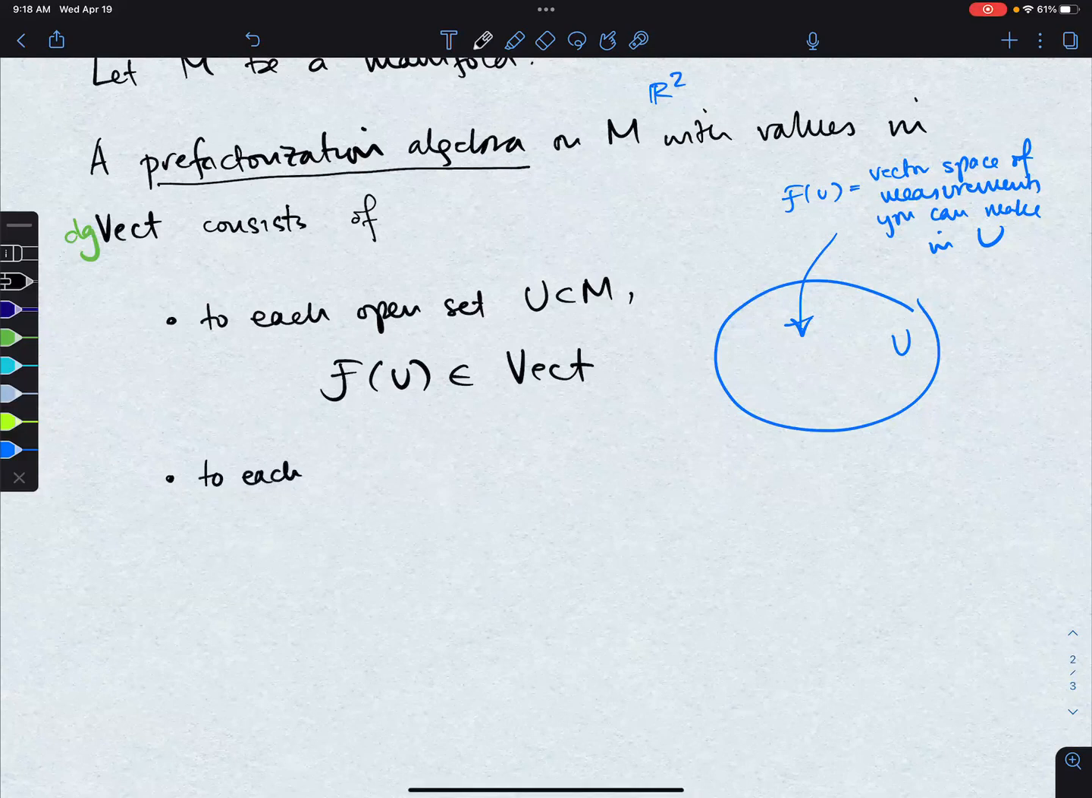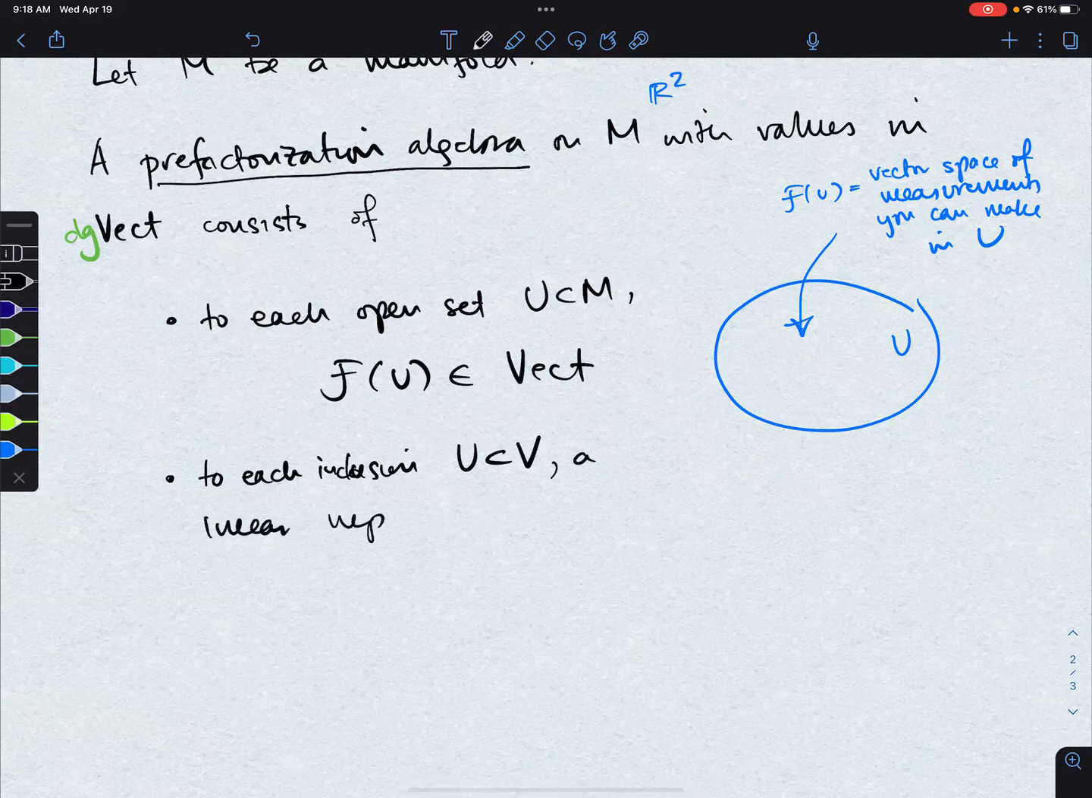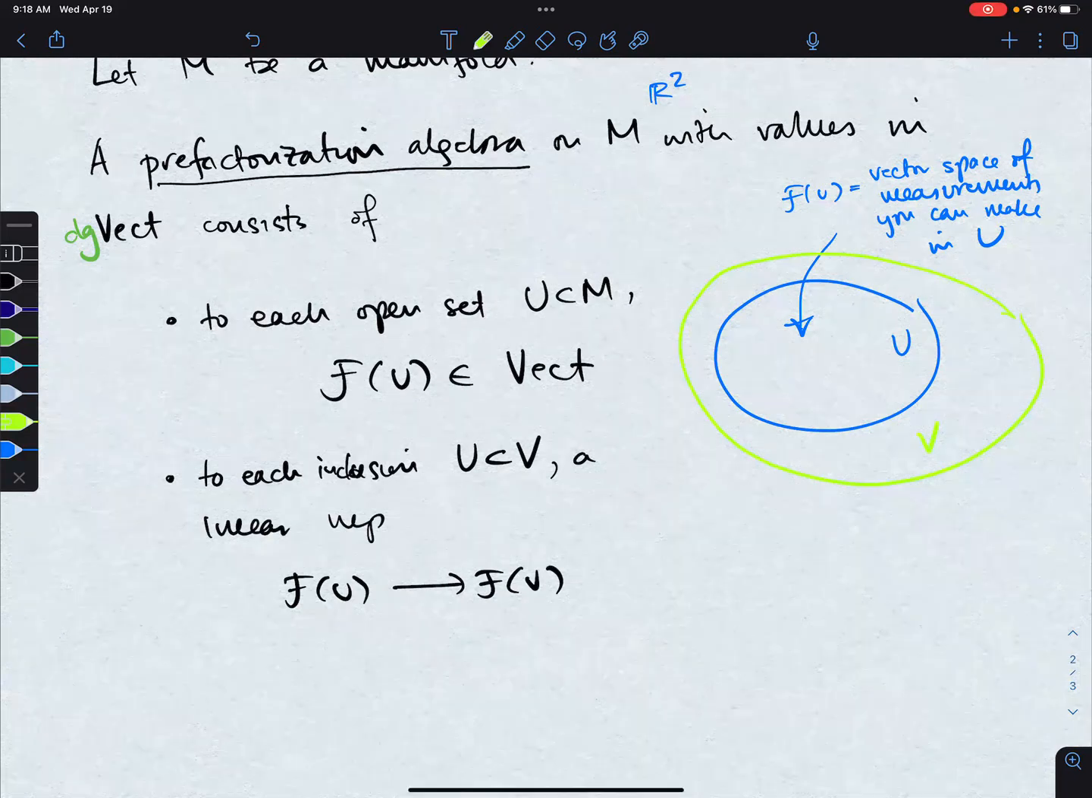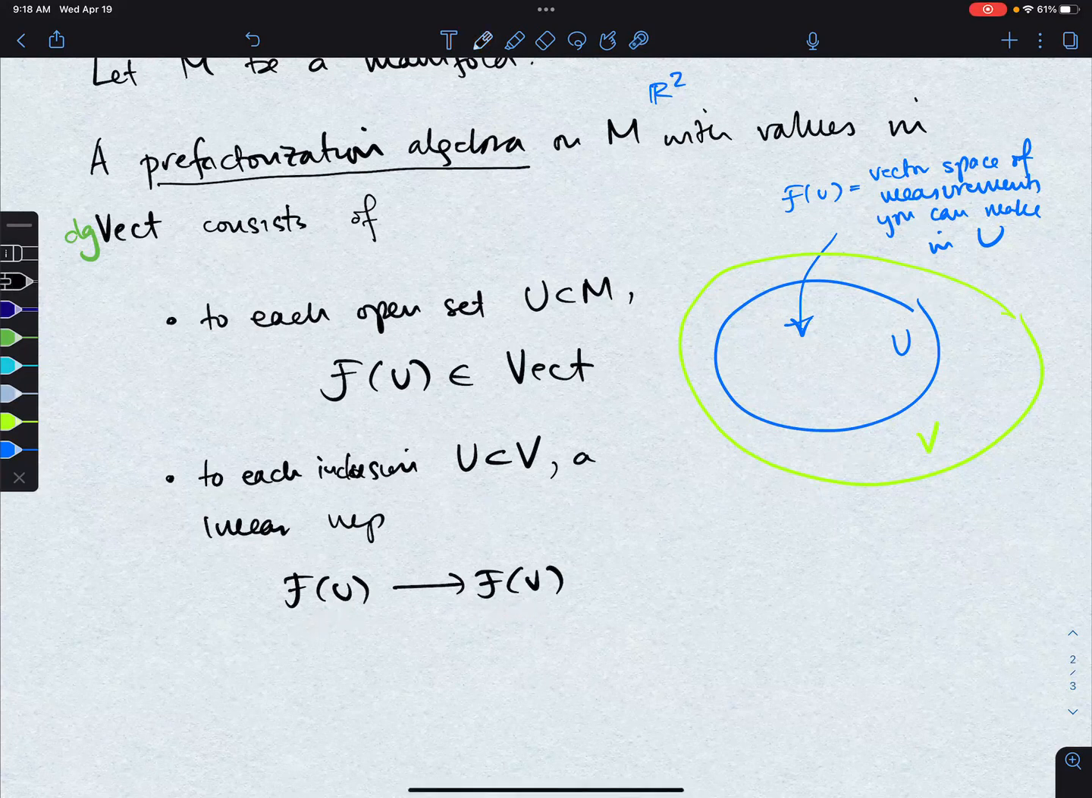Let's do the easiest case first. To each inclusion of one open set U into a bigger open set V, there is a linear map from F of U to F of V. If we have a bigger region V, then a measurement inside of U is also a measurement inside of V. So we could view a measurement in U as a measurement in V. No big deal.